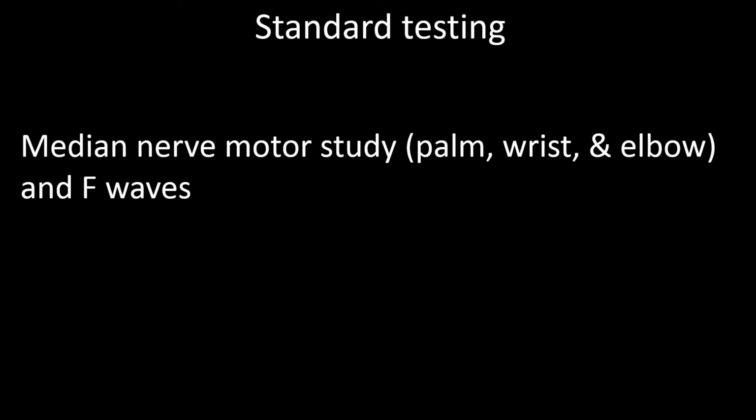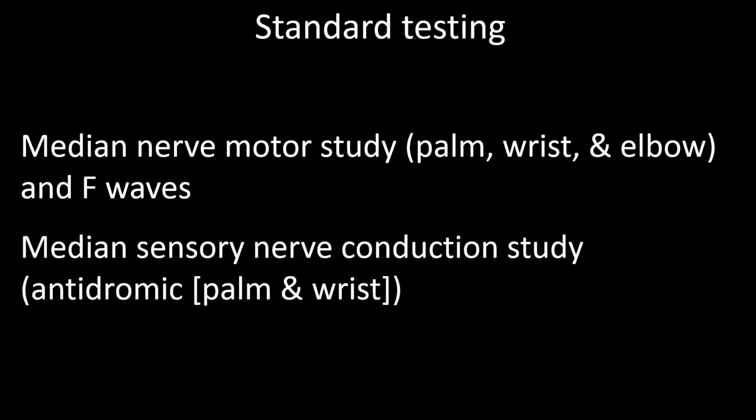The standard test consists of a median nerve motor study to abductor pollicis brevis, including palm, wrist, and elbow stimulation, and also a median F wave. Median sensory nerve conduction studies using palm and wrist stimulation to the index finger are also considered standard.